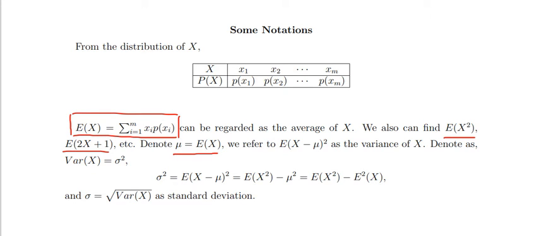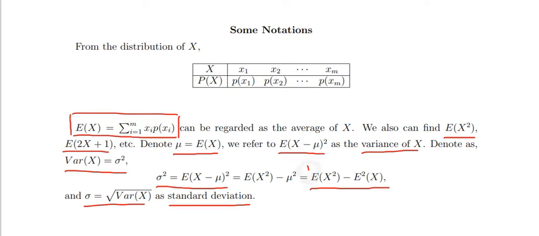And for this average, x minus mu squared average, we call this the variance. So we denote it sigma squared, and we call sigma the standard deviation. For sigma squared, we can use this definition, the average of x minus mu squared, or we can use this formula: the average of x squared minus the square of the average of x.